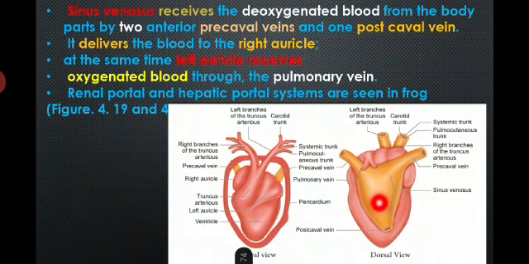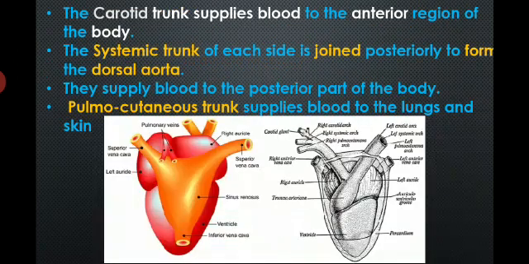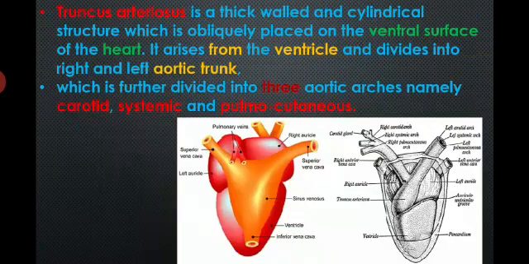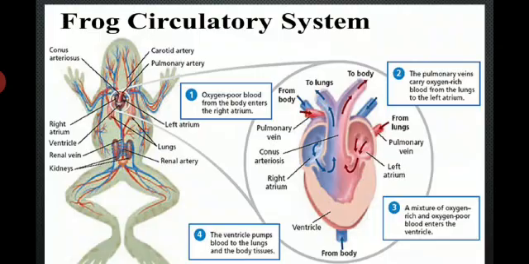The right side auricle receives deoxygenated blood. At the same time, the left auricle is receiving the oxygenated blood through the pulmonary veins. You have to see this picture. Pulmonary, this is a left side, this is a right side, this is a ventral view.